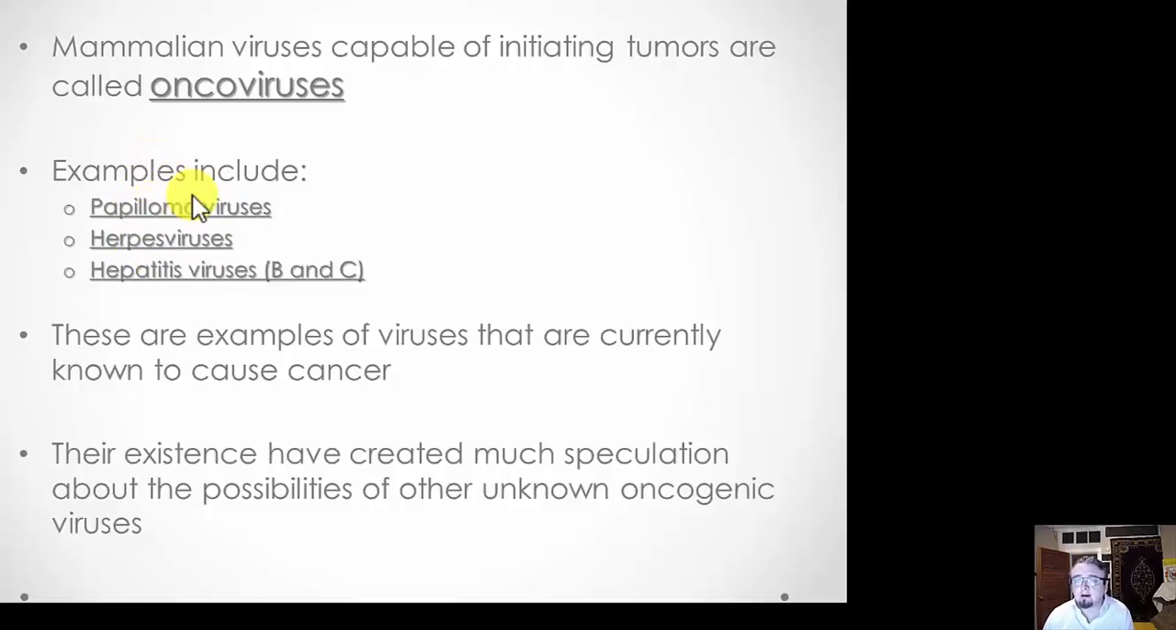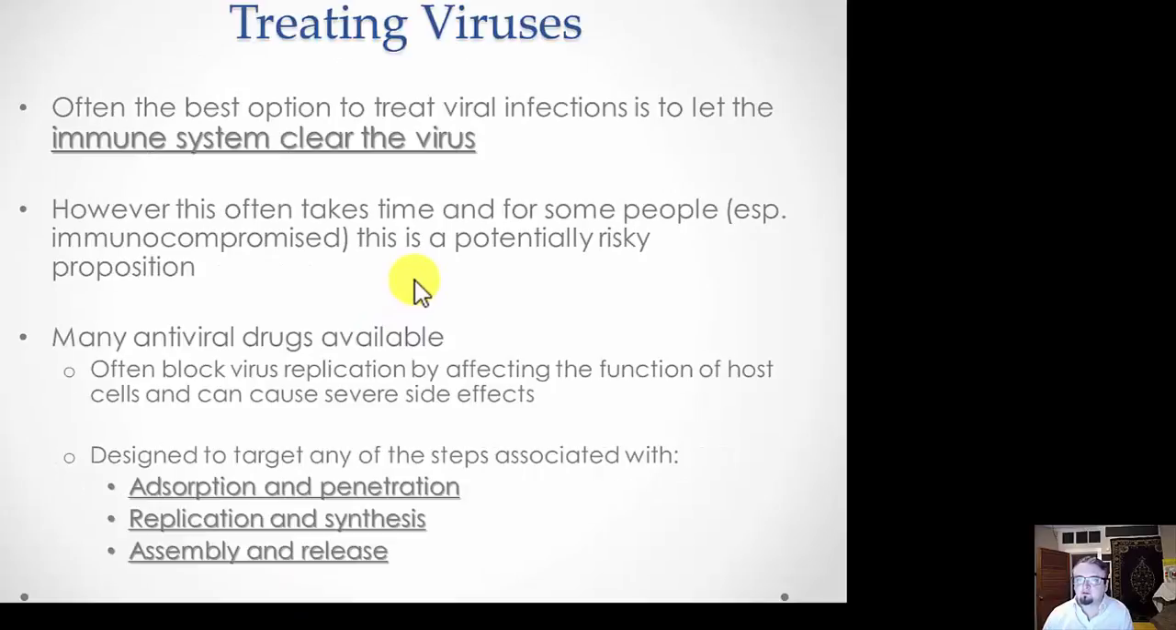Examples include a papillomavirus. Papillomavirus is similar to what causes HPV. The human papillomavirus causes damage and can lead to cancer. Herpes viruses and even the hepatitis viruses, like hepatitis B and C, all have this ability to cause damage to DNA in cells that can potentially lead to a cancer effect. And as it says down here, the existence of these has created more speculation about other viruses that may be causing cancer. So like I said, the last figure said 20%. It's probably higher than that, but no one knows for sure, and those numbers can change on a dime depending on the latest research.